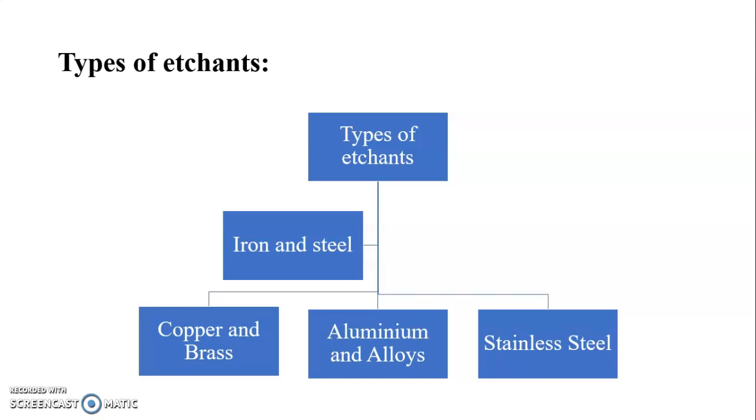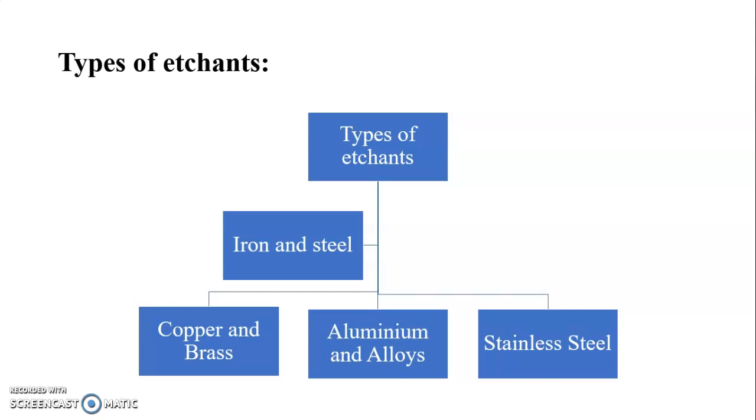Second, copper and brass. The etchant is ferric chloride. The composition is 5 grams ferric chloride, 10 milliliters hydrochloric acid and 100 milliliters water. The next is aluminum and alloy. The etchant is Keller's reagent. The composition is nitric acid 5 milliliters, hydrochloric acid 3 milliliters, hydrofluoric acid 2 milliliters, and distilled water 190 milliliters.